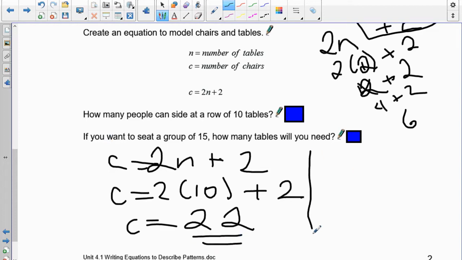Now, what if I want to go the other way here? What if I want to see how many tables I will need if I have 15 people? Well, I'm going to take the equation c = 2n + 2, and I'm going to take out the c, because, sorry, I'm going to take out the t. Let's see if I got this right. I need 15 chairs for 15 people, so I'm going to have to take the c and put a 15 in its place.